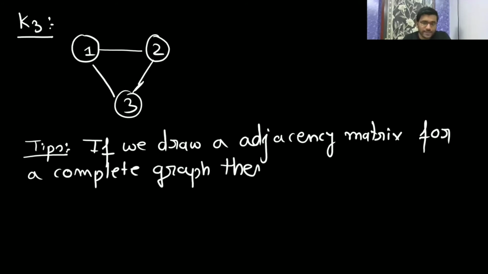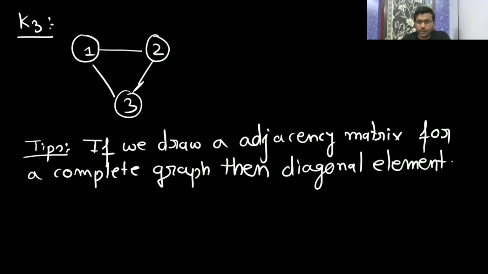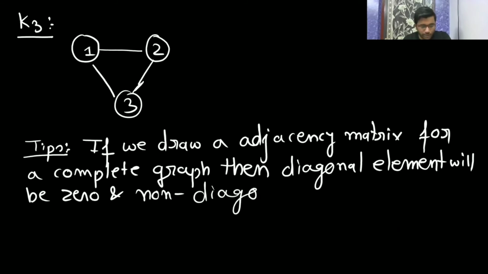then the diagonal... This trick you can apply only when it is a complete graph. The diagonal elements will be 0, and the non-diagonal elements will be 1. Why? Because here every node is connected to every other node.